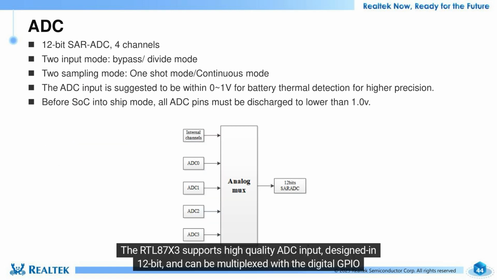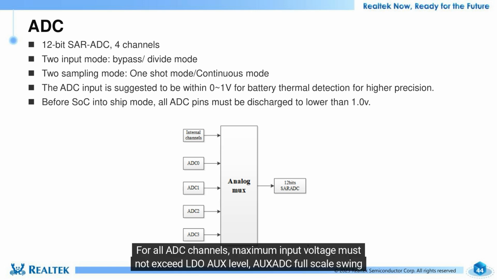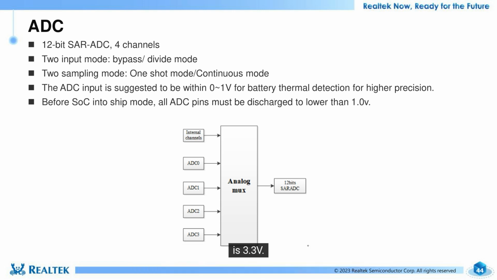The RTL87X3 supports high-quality ADC input, designed in 12-bit, and can be multiplexed with the digital GPIO function. For all ADC channels, maximum input voltage must not exceed LDO AUX level. AUX ADC full scale swing is 3.3V.